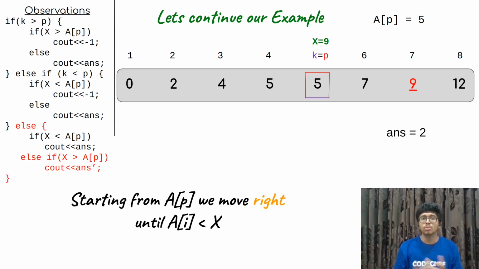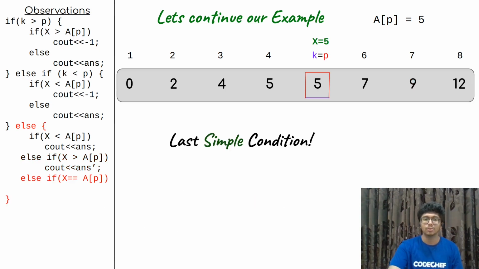Now let's move on to the other case where the value of x is greater than a of p. Let's suppose 9. In this case as well, if you calculate, you would see that the value of your answer will be 2. It's similar. We start off from a of p and we move on to the right side until all the elements we encounter are less than x. So if you start off from 5, you have 5 and 7, and hence you would be outputting the value as 2.